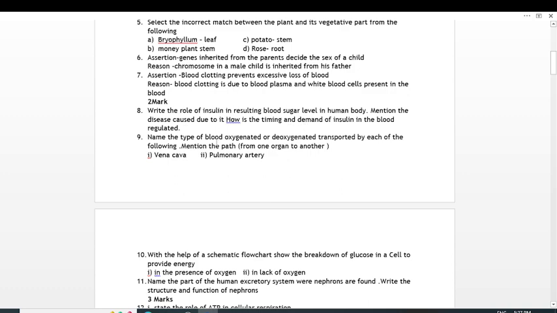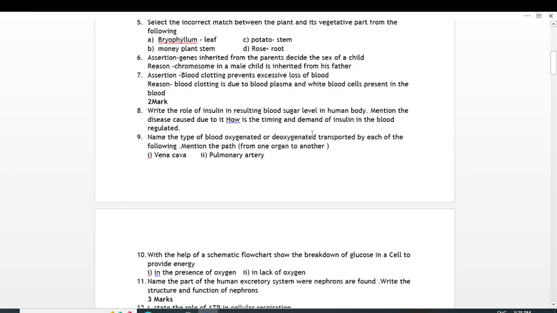Next one, write the role of insulin in regulating blood sugar level in the human body. Mention the disease. So these are 2 mark questions. You know very well the role of insulin. So you want to write that insulin always reduces the sugar level in the blood, and that sugar level is maintained by both the hormones, insulin and glucagon. So insulin reduces the blood sugar level, and glucagon helps to balance the glucose level again. Mention the disease caused due to it. What is the disease? Yes, diabetes.